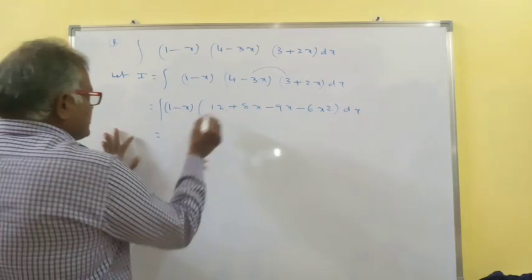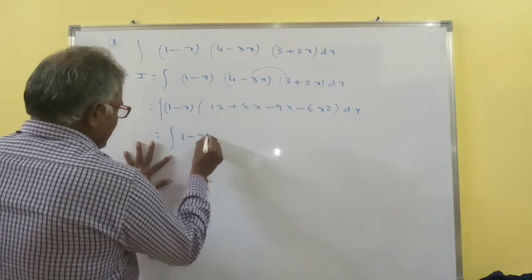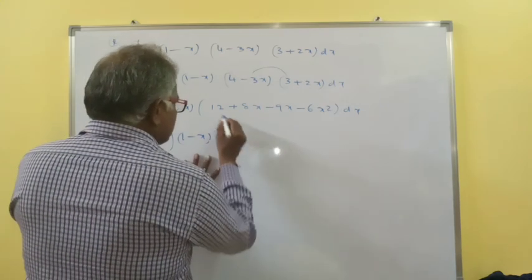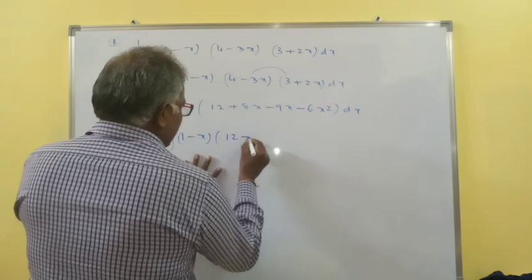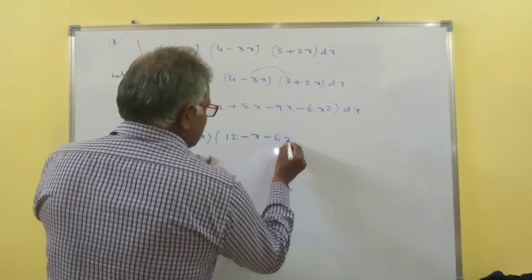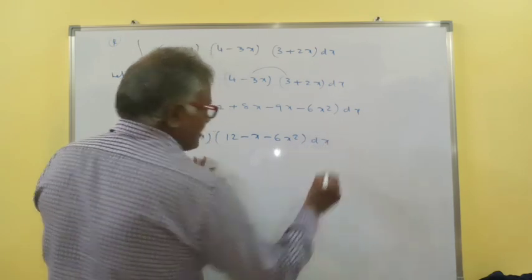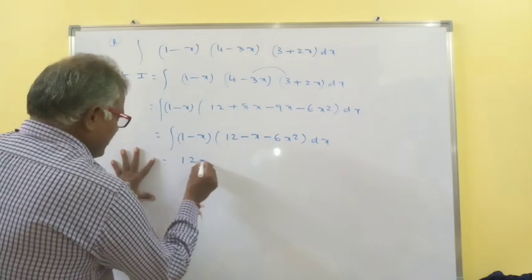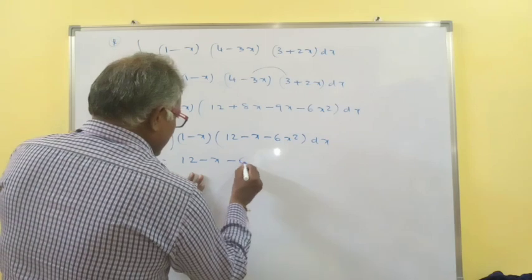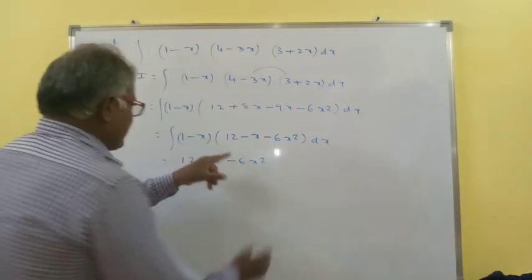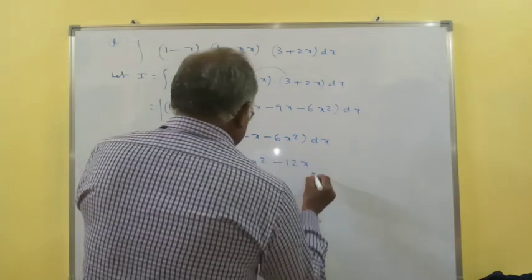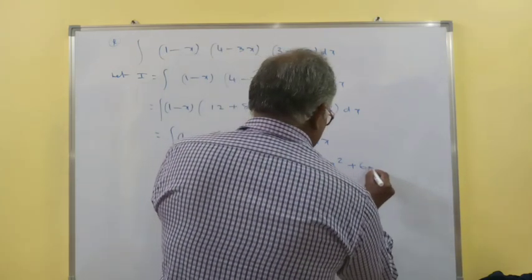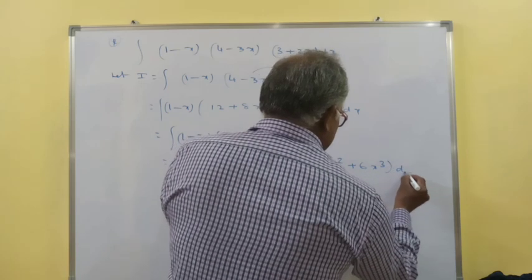Again, first of all you should simplify that one. Before going to multiply, you should simplify. Okay, 12 here, minus x here, minus 6x square. Okay, now multiply one by one. With 1, same: 12 minus x minus 6x square. Again with minus x: minus 12x minus minus x square, which is plus x square, again plus 6x cube dx.